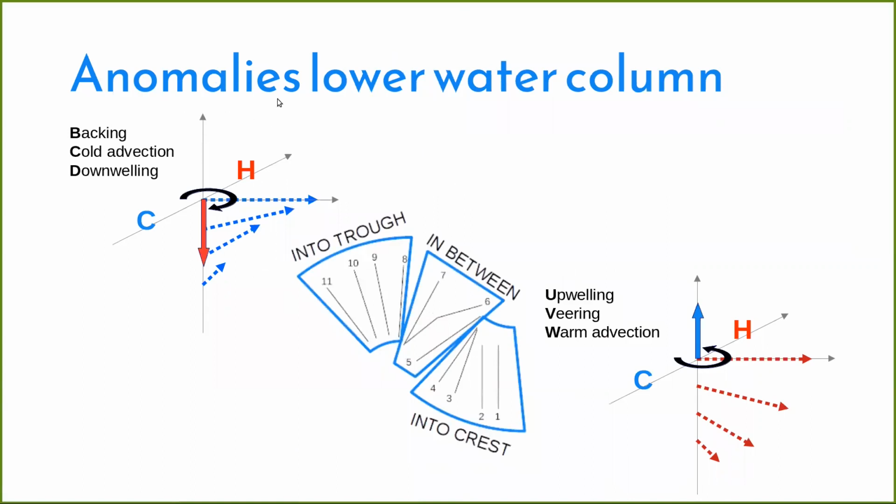The lower water column anomalies are explained by the rotation of the velocity vector with depth. When there is a clockwise rotation of the flow from the deep velocities to the surface velocities, you call that backing, and there is cold advection of water and downwelling. Whereas if you have an anti-clockwise rotation of the flow from the deep velocities to the surface velocities, that is called veering and leads to upwelling and warm advection.